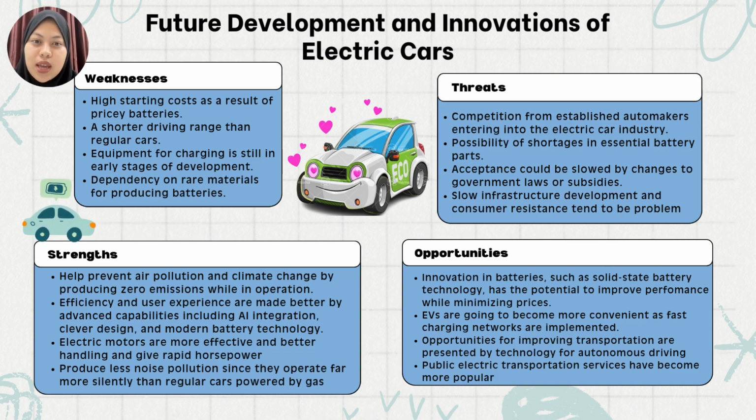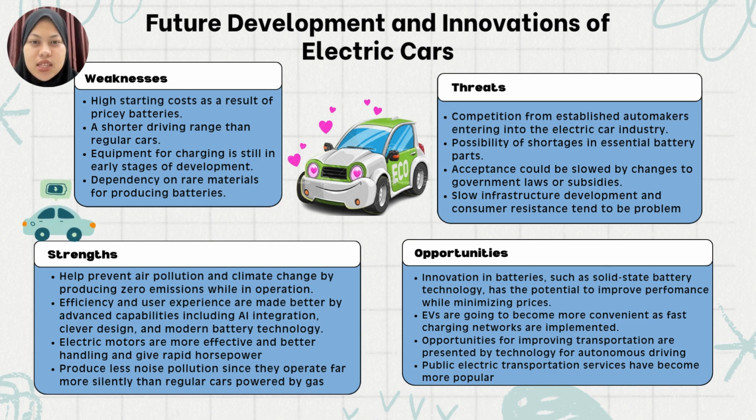Now, let's look at the weaknesses. EVs have high starting costs because of expensive battery technology. For example, a Tesla Model 3 can cost significantly more upfront compared to a similar gasoline car. EVs typically have a shorter driving range than regular cars. For instance, a Nissan Leaf can travel around 150 miles on a full charge, while a traditional car can exceed 400 miles with a full tank.